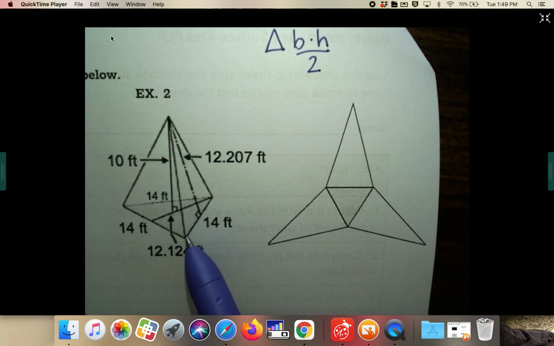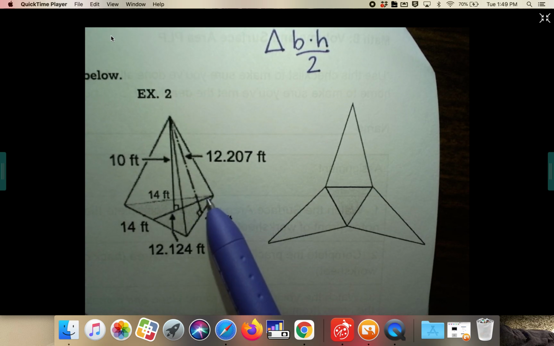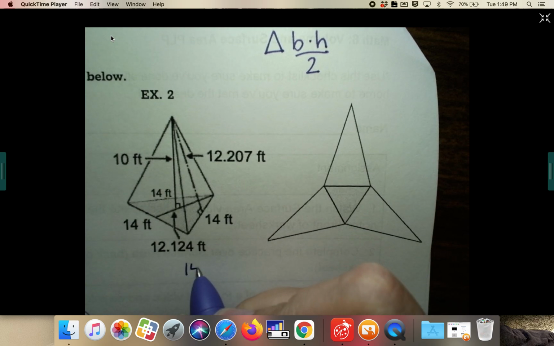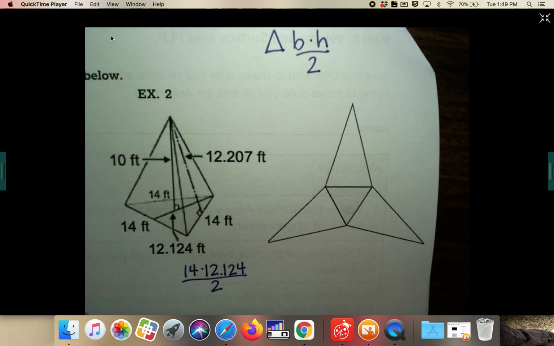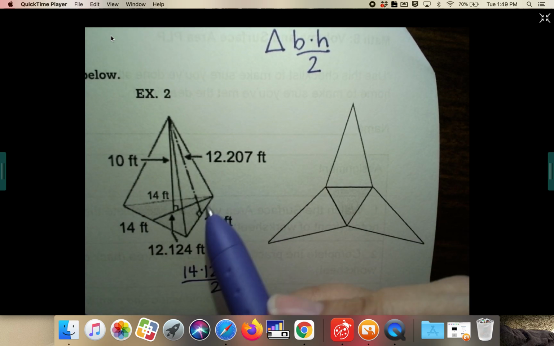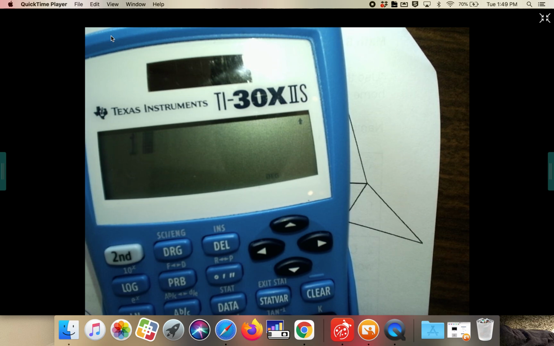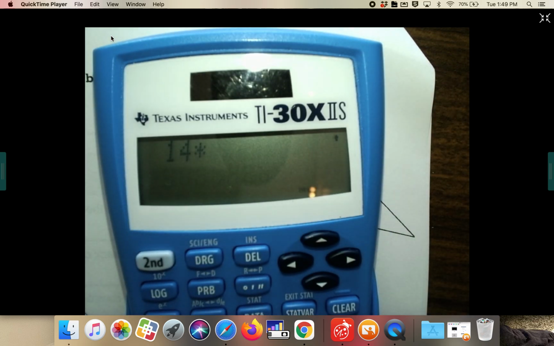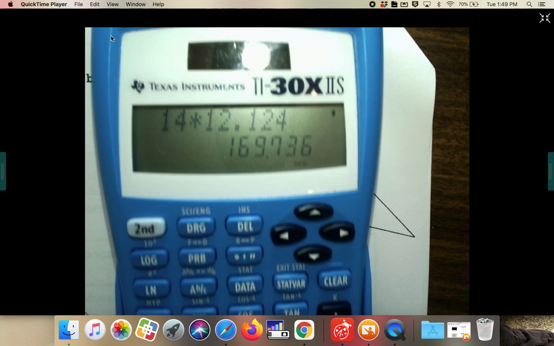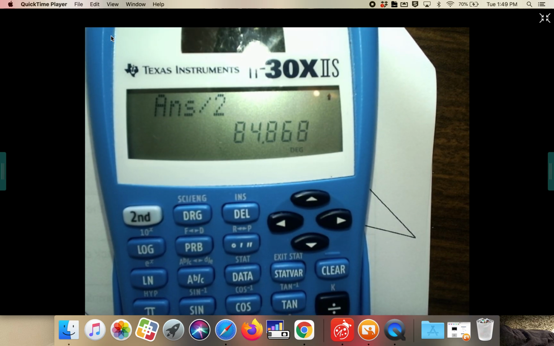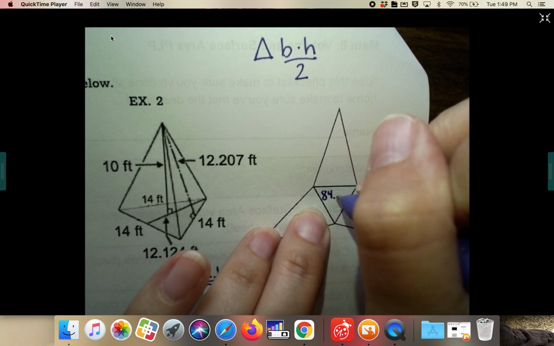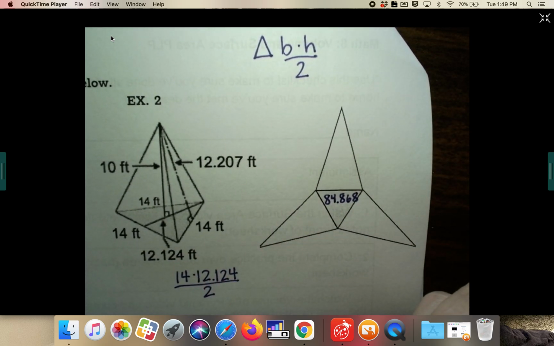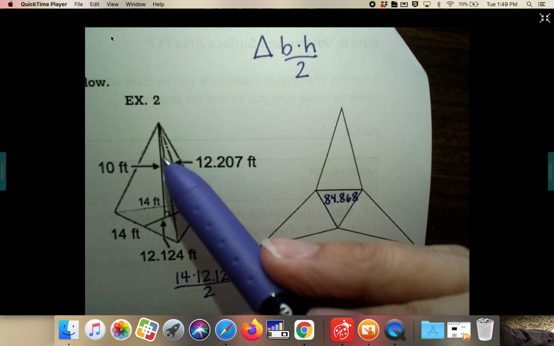It is a 14 foot base by 12.124 as our height. So we have 14 times 12.124 divided by 2, and that is going to be the area of our base. 14 times 12.124 divided by 2 equals 84.868. So 84.868 is our base area.